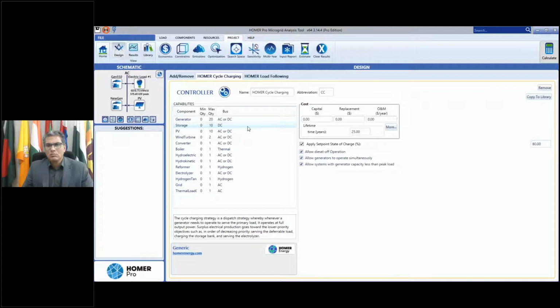But Homer can't model a system with both types of batteries in that system. It can compete them against each other, compare them, in a single model run, but not in a single simulation. I hope that was clear. Okay.